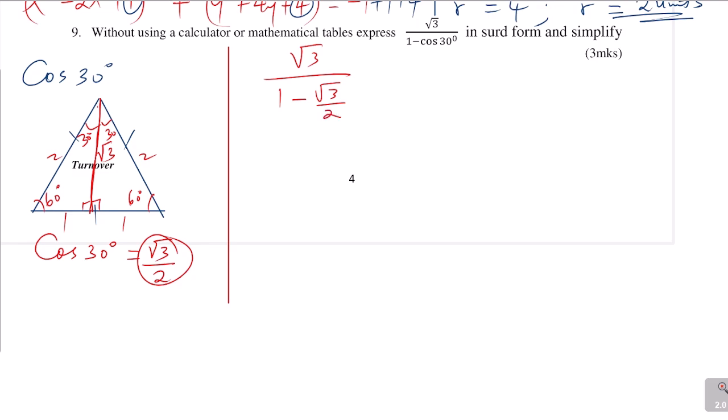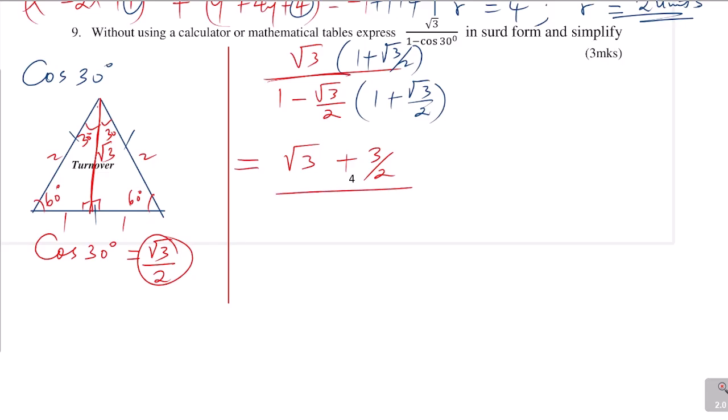Now to simplify this, you have to rationalize the denominator, and you do that by simply multiplying both the numerator and the denominator by the conjugate of the denominator. The conjugate of the denominator is 1 plus root of 3 divided by 2. So you do that for the numerator to rationalize this, root 3 divided by 2. For the numerator, you have root 3 when you open the brackets plus root 3 multiplied by root 3 divided by 2, which will be root 9 over 2. Root 9 is 3, so that one will be 3 divided by 2.